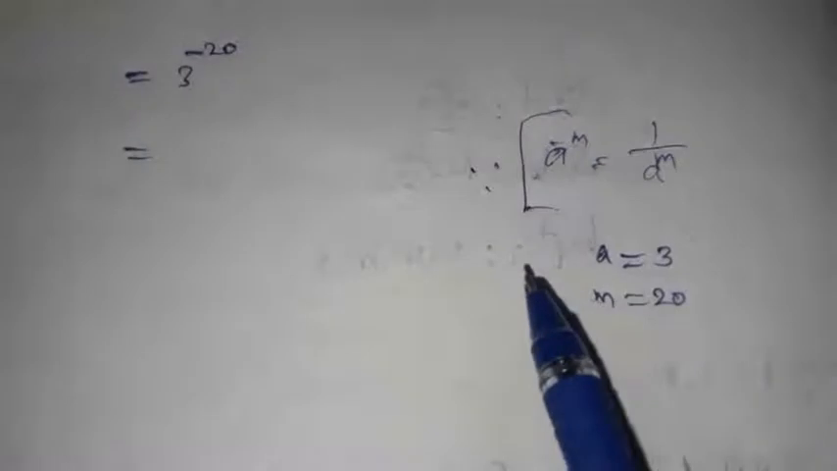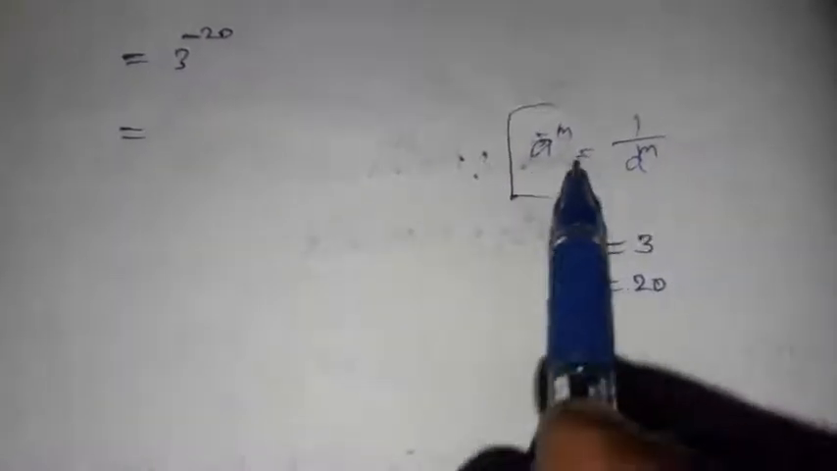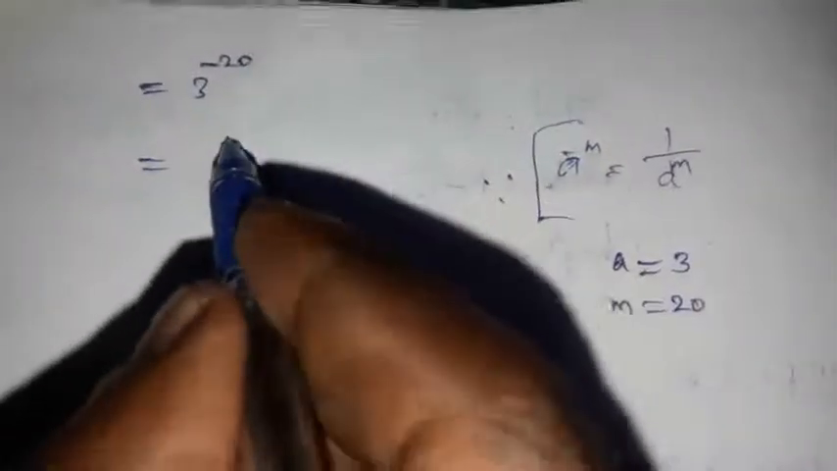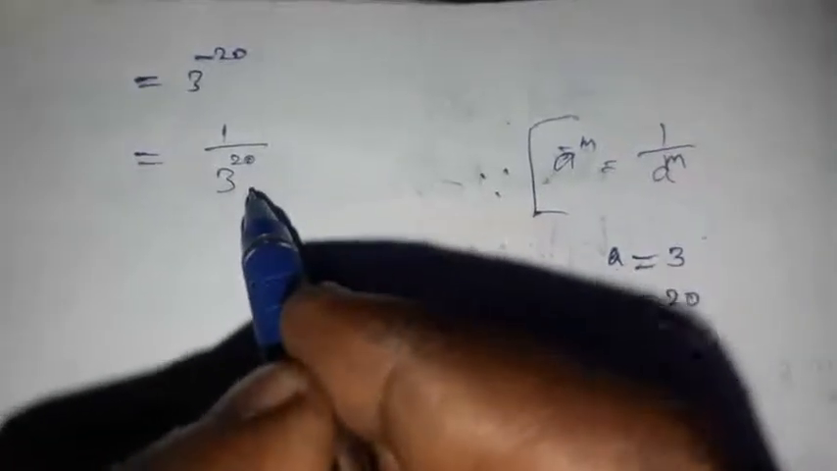In this case, we are going to use another formula, that means law. A power minus m equals 1 by a power plus m. This law we are going to use here. Here the value of a is 3 and the value of m is 20. So it can be written as, by the law, 1 by 3 power 20. This is the answer for this question.